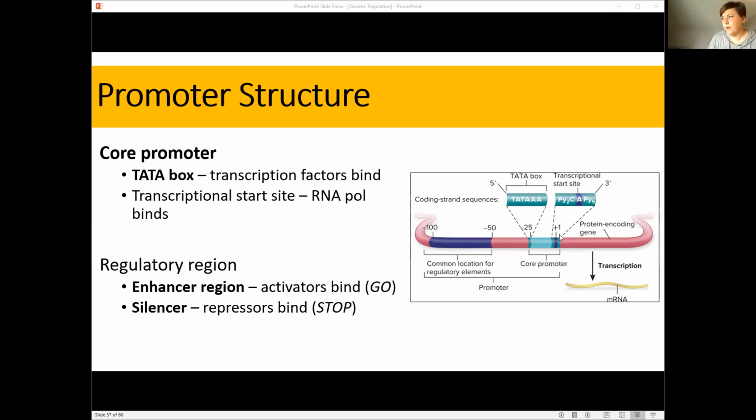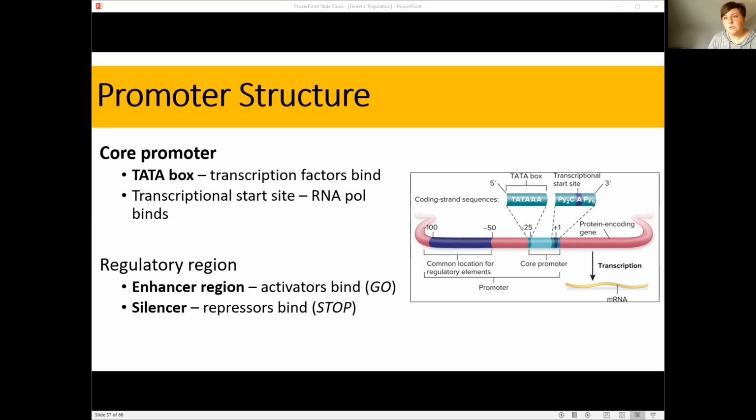The core promoter, shown here, is composed of the transcriptional start site, which is where RNA polymerase binds, and a TATA box, which is a region of DNA composed of T's and A's, thus the name, where transcription factors bind. Upstream, or in a region of DNA that comes before the core promoter, is another important region of the promoter, the regulatory region. This region varies depending on whether the gene is inducible or repressible.